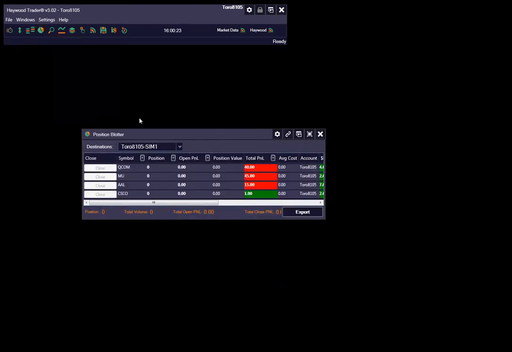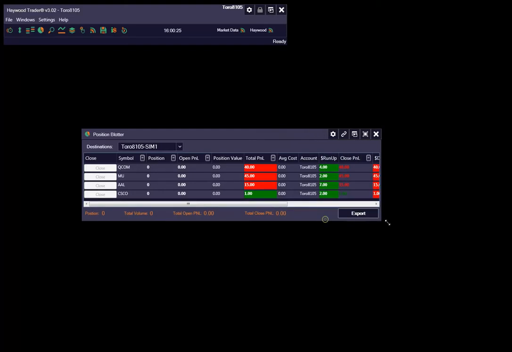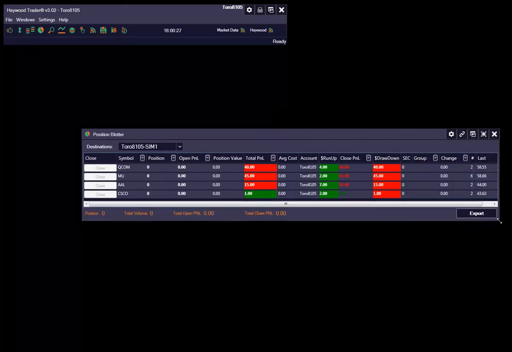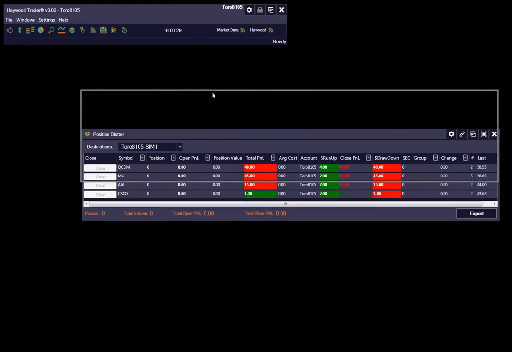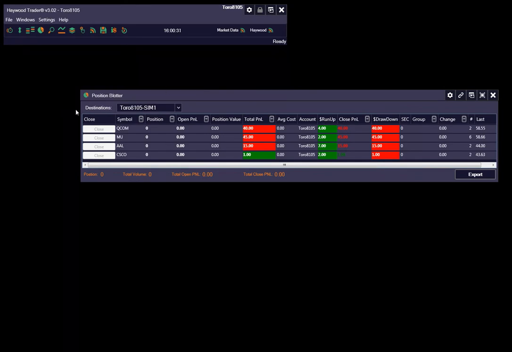Besides this, we have the position blotter. The position blotter represents all of the trades that a trader has taken during the day, and in addition to that, other information related to the trading activity for this particular account here.